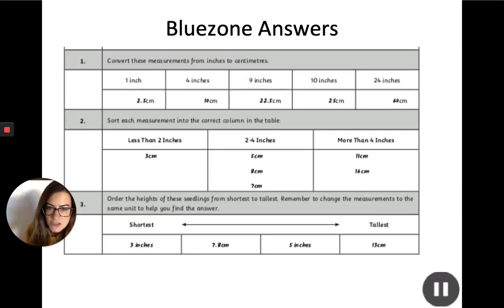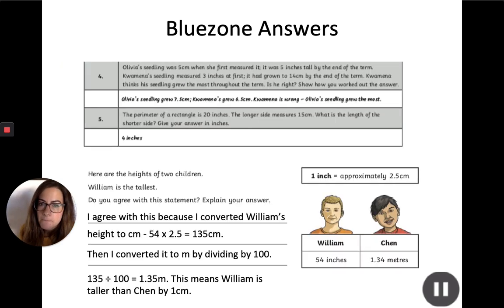Right, superstars, here is the first part. Oh no, sorry, not superstars, blue zone. Got confused there for a minute. Blue zone, here is your answers. Pause the video and copy them down. And the rest of your answers here. So have a look up here and here. And then I've written out the answer to the problem.